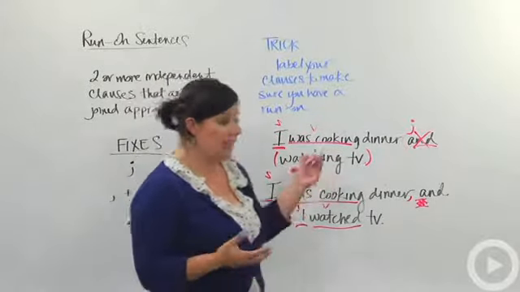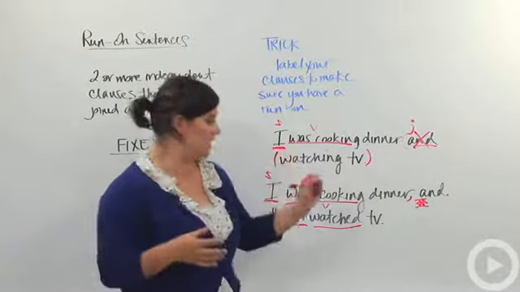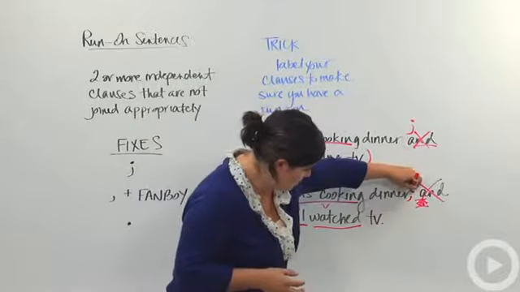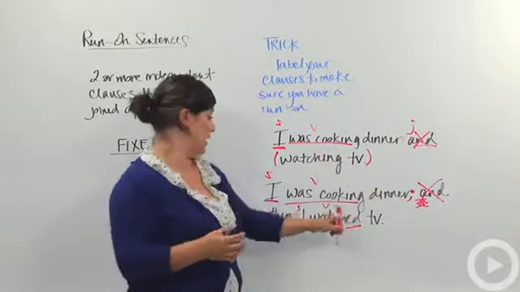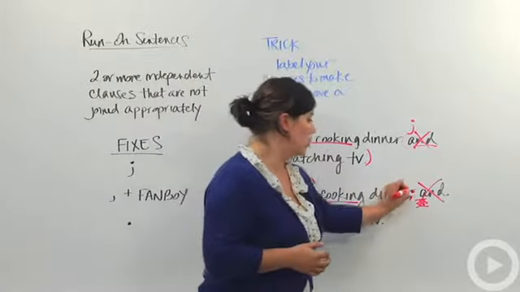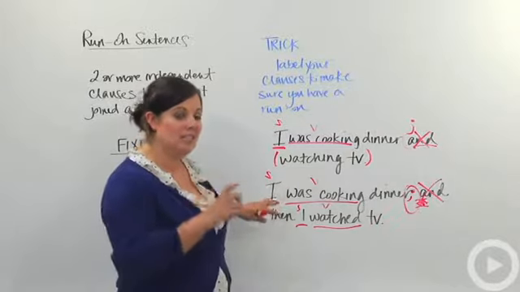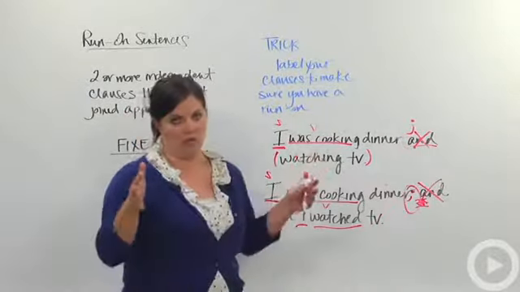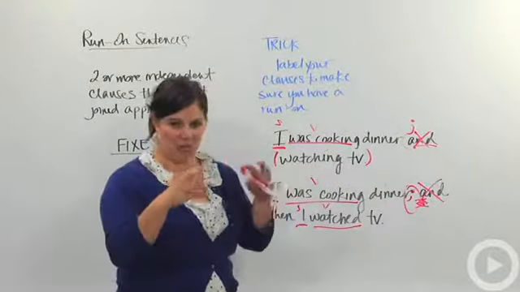All right? And the last option, if you want to show some distinction, you want to maybe make it less wordy, get rid of your conjunction altogether, we can turn this comma into a semicolon. I was cooking dinner; then I watched TV. Just remember, if you go this semicolon route, these two clauses need to be very closely related. You couldn't say, I was cooking dinner; I want to go out for tacos. It doesn't really have that close of a relationship.